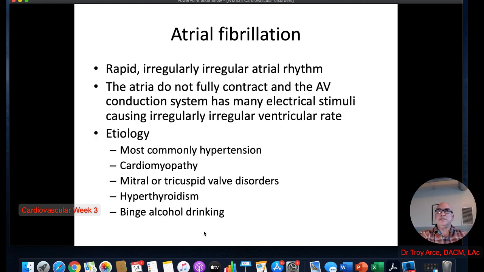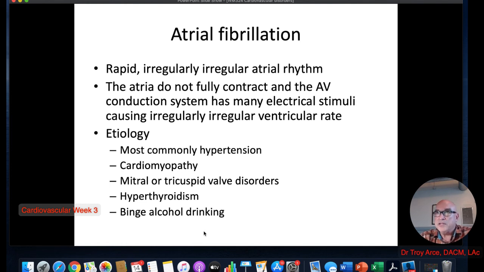Atrial fibrillation is a rapid, irregular atrial rhythm. And even in Chinese medicine we have irregular, right, in some of our diagnoses. It's interesting to me that we have all these pulses, and we should be taking this seriously. I think this would help us with our Chinese diagnosis as well. So the atria do not fully contract, and the AV conduction system has many electrical stimuli causing irregular ventricular rates.